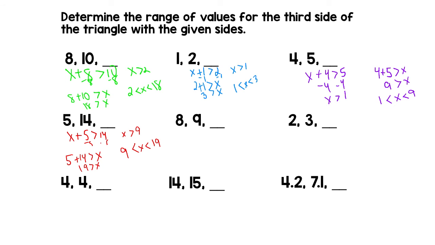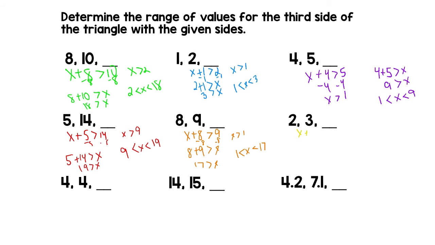Let's do another one. x plus the smaller number, 8, is greater than the bigger number, and add them together, and that's greater than x. So we solve, and we get x is greater than 1, and add, 17 is greater than x. So our range, 1 less than x less than 17.